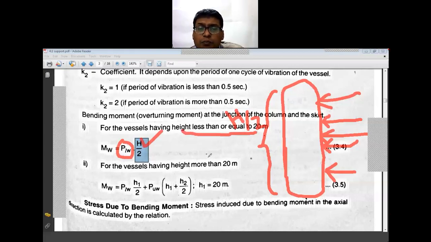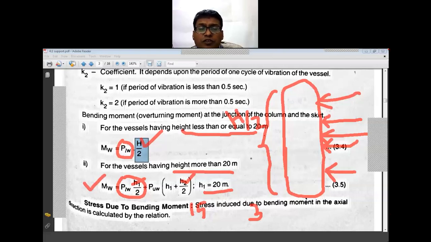Now if the height is more than 20 meters, what will happen? That is PLW into h1 by 2, where h1 is 20 meters and h2 is the height above 20 meters. Say for example, for a column height of 35 meters, this H2 will be 15 meters in that case. So this is PUW into H1 plus H2 by 2, where H1 is 20 meters and H2 is the total height minus H1.